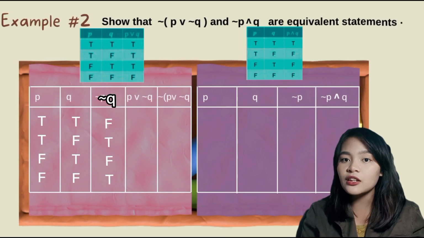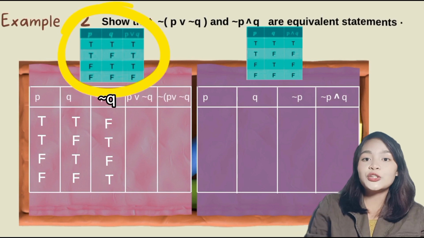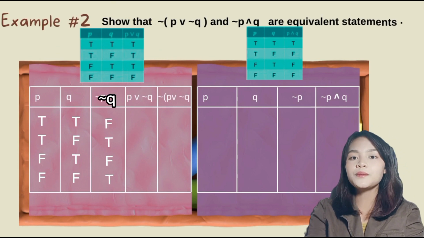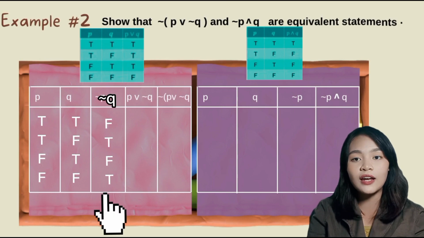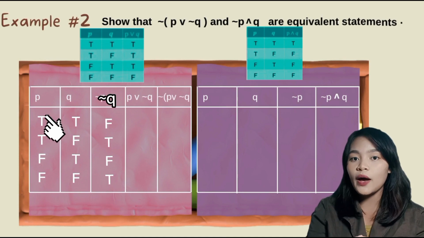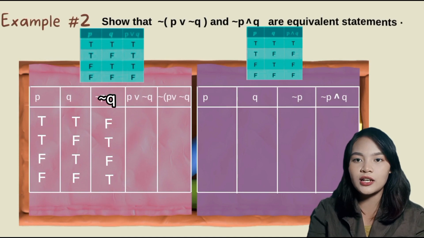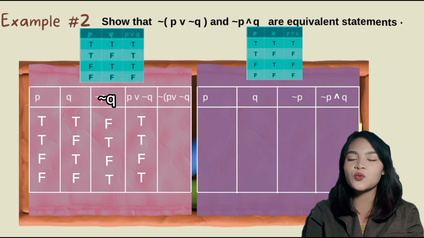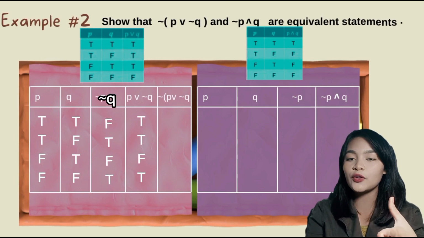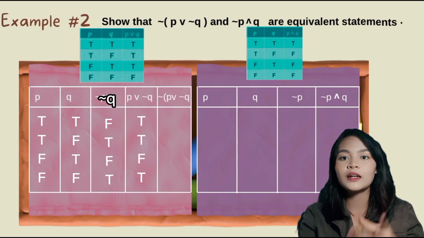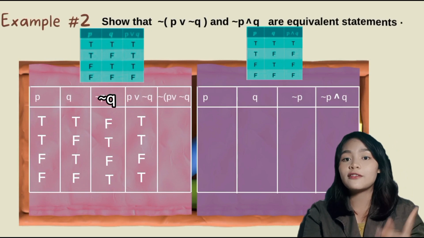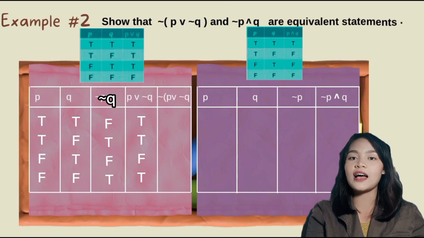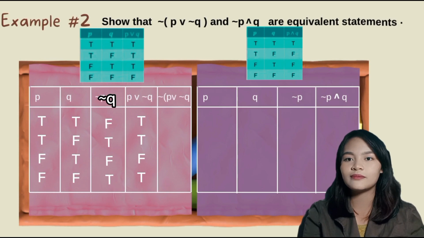So, gagamitin natin yung disjunction ng truth table. So, now, titingin tayo sa first and third column natin, right? First is true and the second is false. So, the answer is true. Next, we have both true. So, ano kaya ilalagay natin? True, tama. False and false equals to false. And false and true, the answer is true.